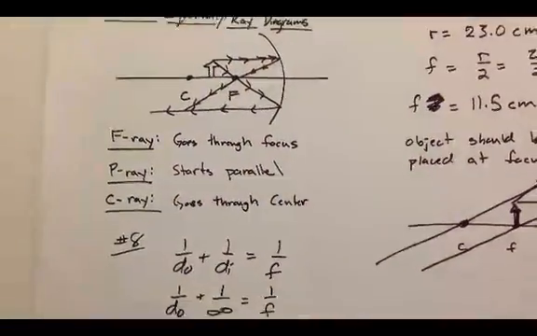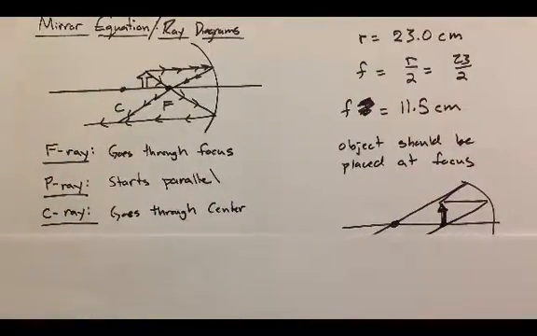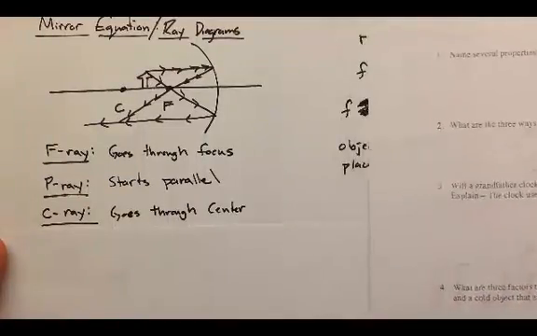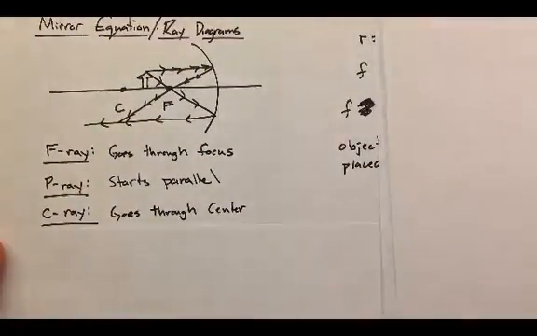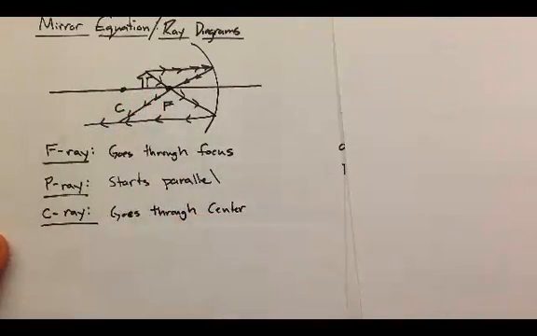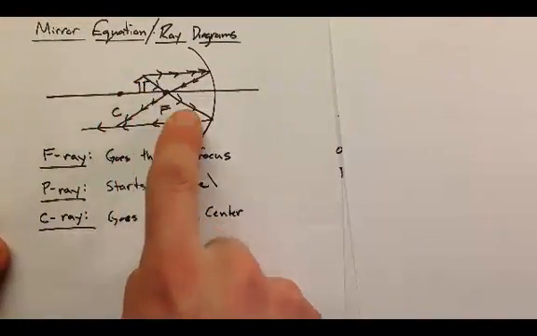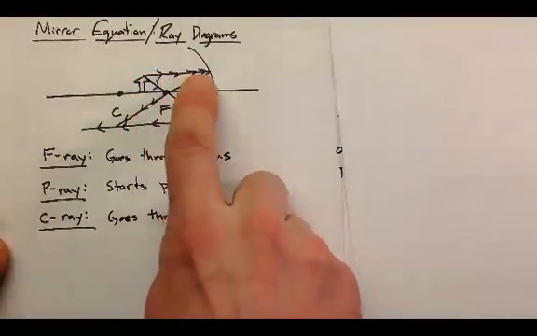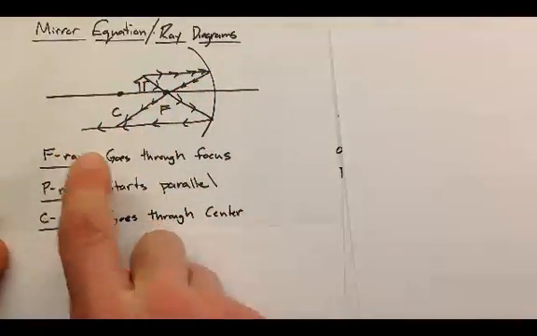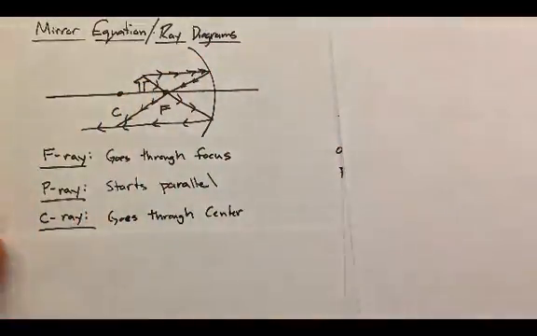Okay, so some problem solving here. One way to predict where an image might form is to use what we call a ray diagram. If I have an object and I place it in front of a mirror, I can draw 3 rays and use those rays to predict where the object would appear. The F ray goes through the focus. The P ray starts out parallel and ends up going through the focus. And the C ray bounces right off the mirror and goes right back through the center.